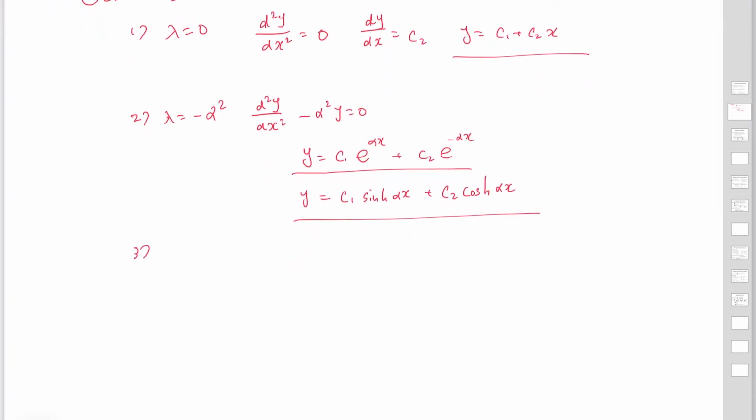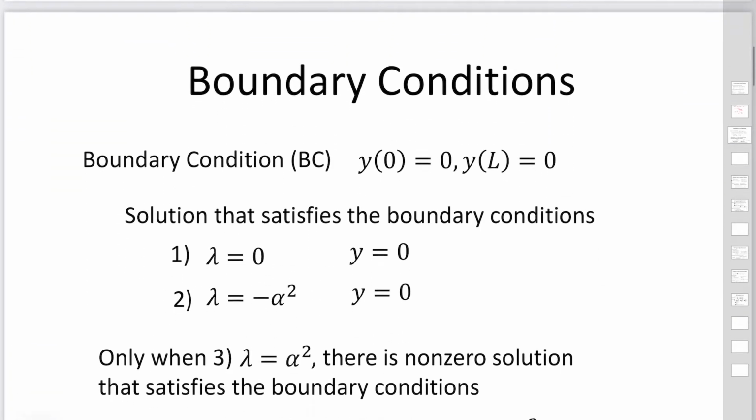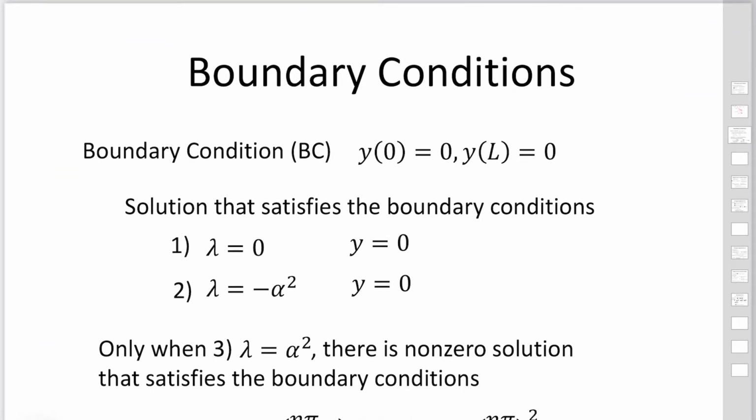The last case is lambda equals alpha squared. Then the differential equation becomes the second derivative with respect to x plus alpha squared y equals 0. Then the general solution: y is expressed as c sub 1 sine alpha x plus c sub 2 cosine alpha x. So this is the general solution. Then we apply the boundary conditions.